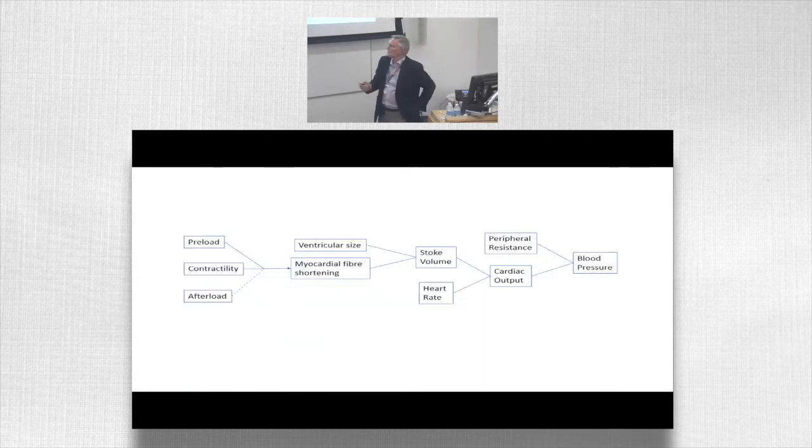And yet, if we look at the equations for what's determining blood pressure, which is one of the things we respond to most: preload, contractility, and afterload all determine myocardial fiber shortening, and along with ventricular size, determine the stroke volume. Stroke volume and the heart rate then determine your cardiac output. Your cardiac output and peripheral resistance determine your blood pressure.